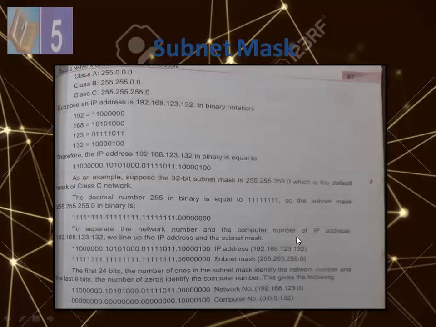To separate the network number and the computer number of the IP address 192.168.123.132, we line up the IP address and the subnet mask. Here we have the binary number of the IP address and the subnet mask. The first 24 bits, the number of ones in the subnet mask, identify the network number, and the last 8 bits, the number of zeros, identify the computer number. So we can write the IP address in dotted decimal notation, and the all ones indicate that it is a class C IP address. In a class C IP address, we have 3 network IDs and 24 bits which are on, and then we have zeros which indicate the host IDs and computers.